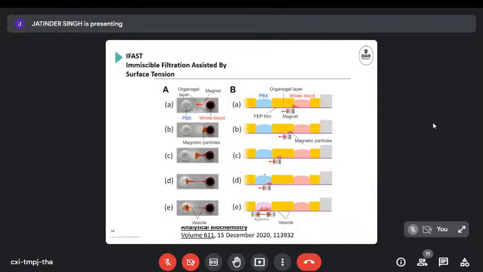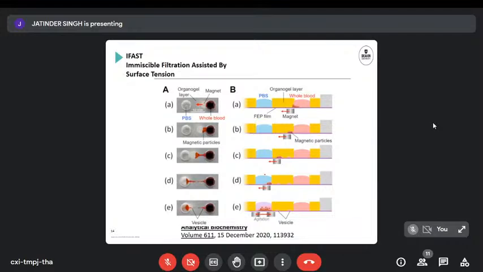Problem is that we need to not only bind the DNA, but we need to wash it as well. We have our DNA in presence of all kinds of contaminants. We can stick the DNA to the beads, but then we probably need to do a little bit of washing. In the lab, that's quite easy because you can hold your magnets in place, you pipette solutions in and out. In microfluidics, we would like to automate that. And IFAST, immiscible filtration assisted by surface tension, is one of the approaches how that's been realized.